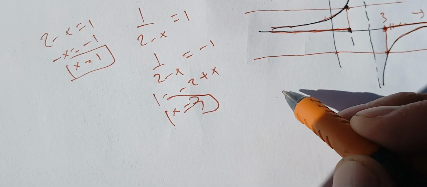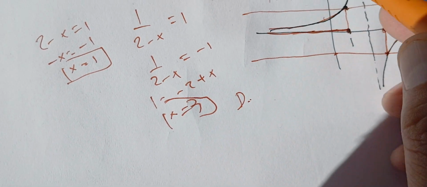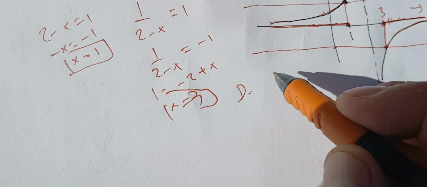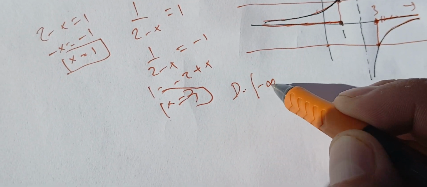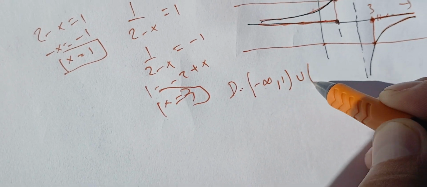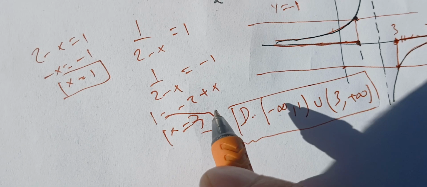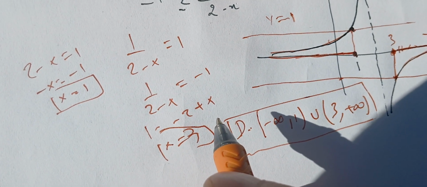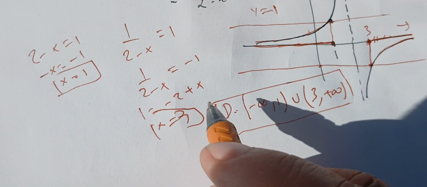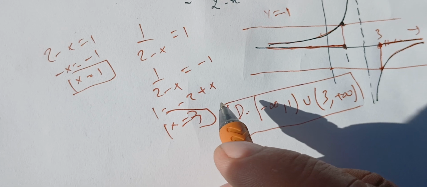Okay, so clearly I see the domain here, and the 2 is gone. The 2, we don't care about the 2 here. So I have minus infinity to 1 union 3 to plus infinity. This is graphically speaking. Okay, so this is one quick way to solve the domain.